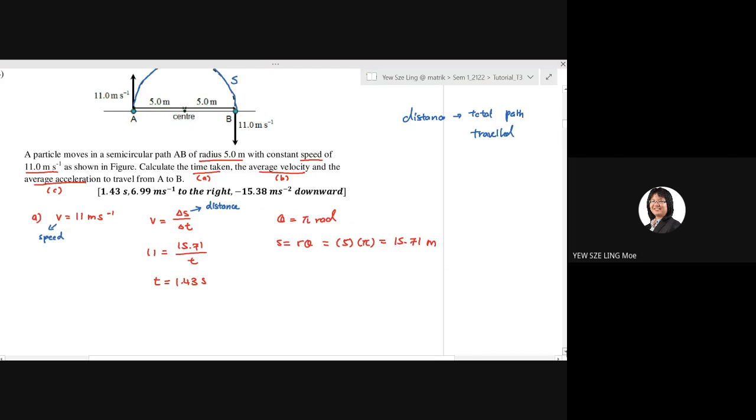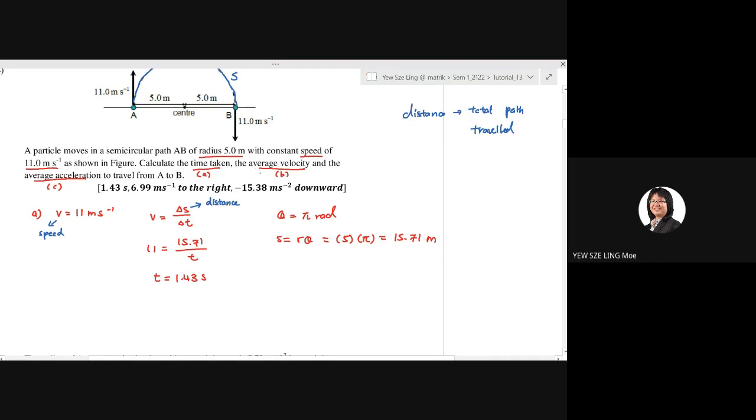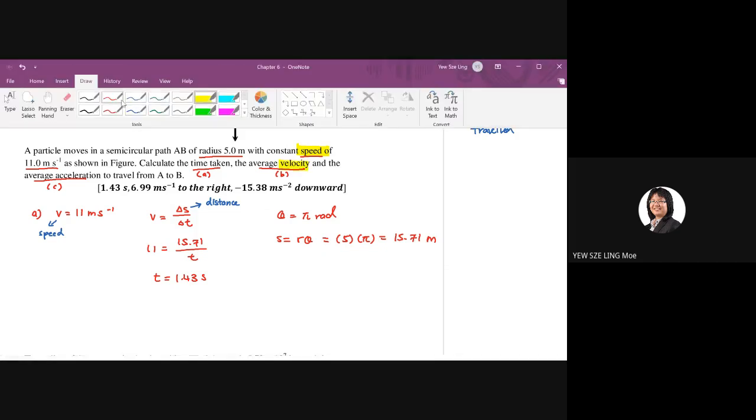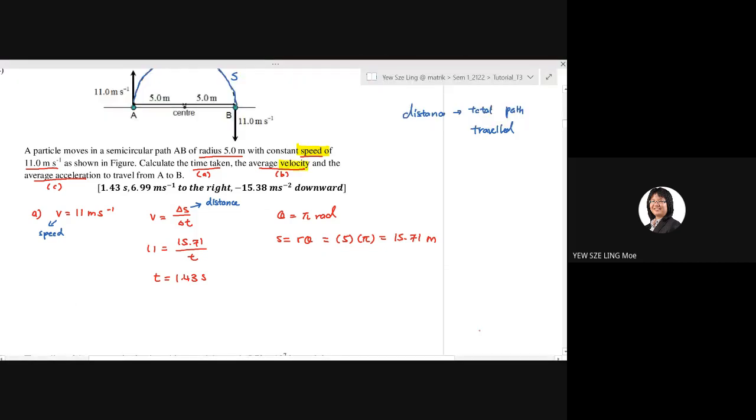So now let's look at the second question. In the second question, you want average velocity. Now you're looking at the term average velocity. Just now we had speed, now you want the term velocity. So what happens in the second question? Question B.